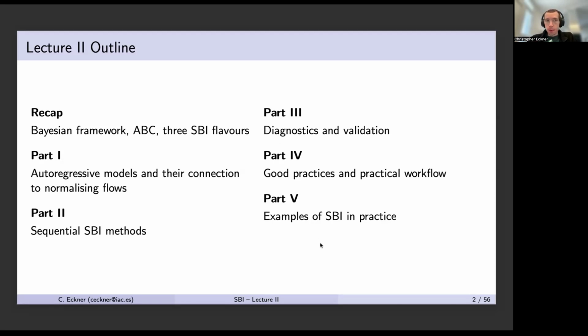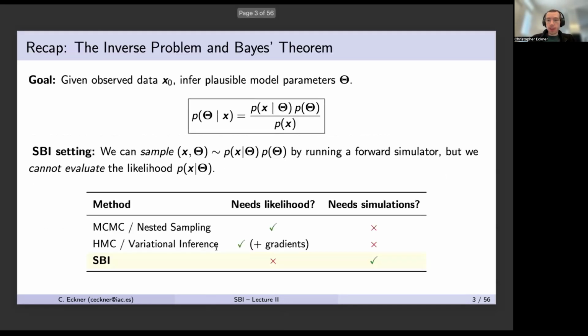All right. Of course, you can always ask questions as last week. So just ping me when there is something you would like to have discussed or clarification about. As I said, let's quickly recap what we learned so far last week about simulation-based inference.